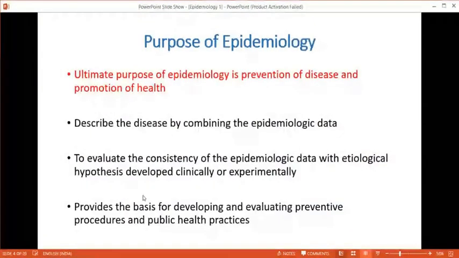So why do we need to do an epidemiology? What is the purpose of it? The purpose, as I said, the end point is the prevention of disease and promotion of health. So how do we do it? We collect all the data, interpret it, and from that data, do it at different places and make sure that it is consistent across the epidemiological data.